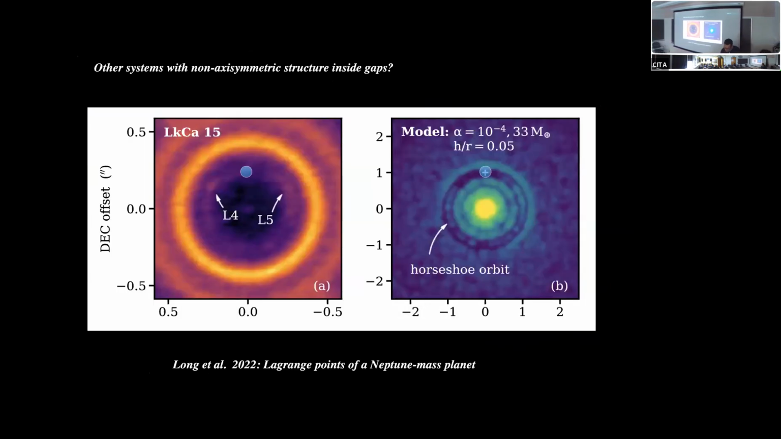So, are there systems where you can actually apply this, and where to find them? Meaning, trying to find inside the gaps structures that actually point towards the presence of planets. There was a very recent paper by Feng Long. It appeared a month ago, showing this image. This is again ALMA in the millimeter, with calcium 15. They show that there are these two features, Lagrange 4 and 5. They claim that this is actually material co-orbital to a planet.